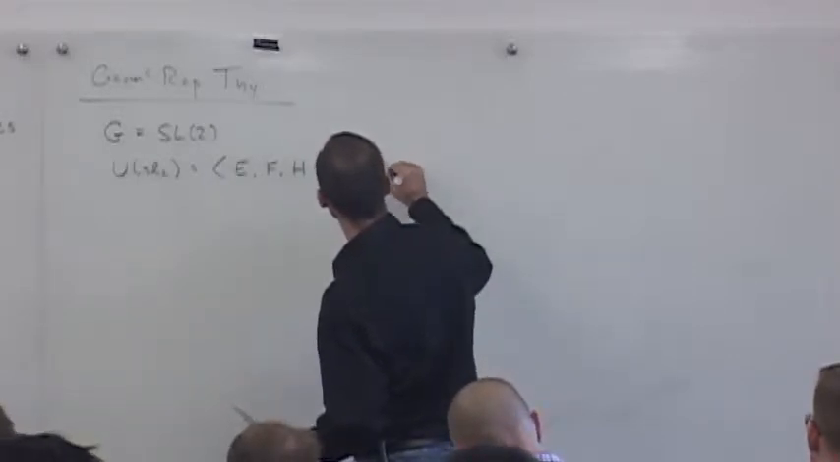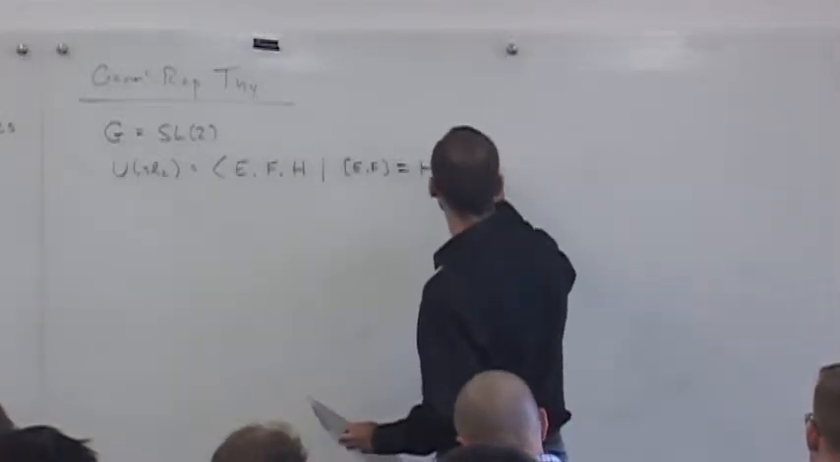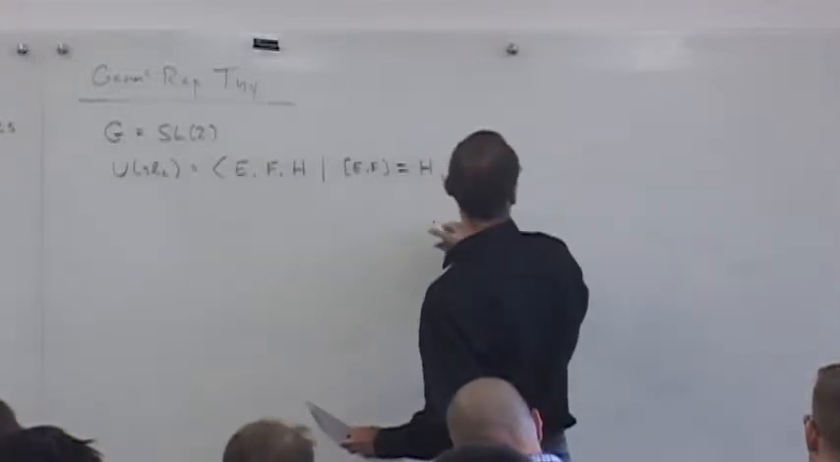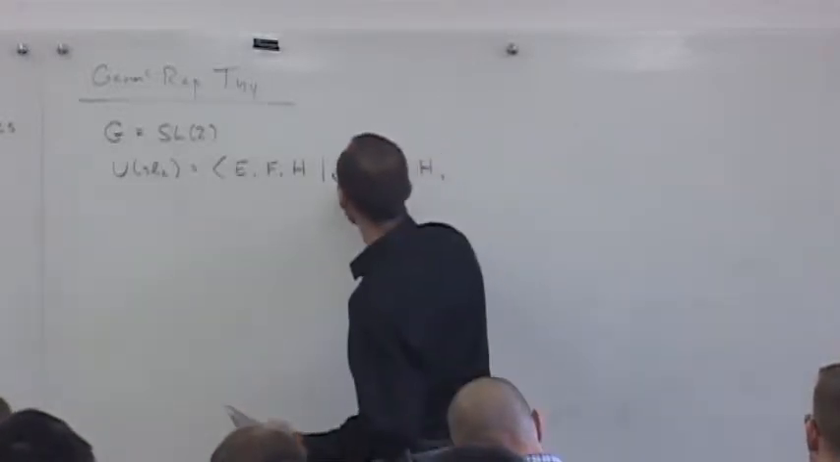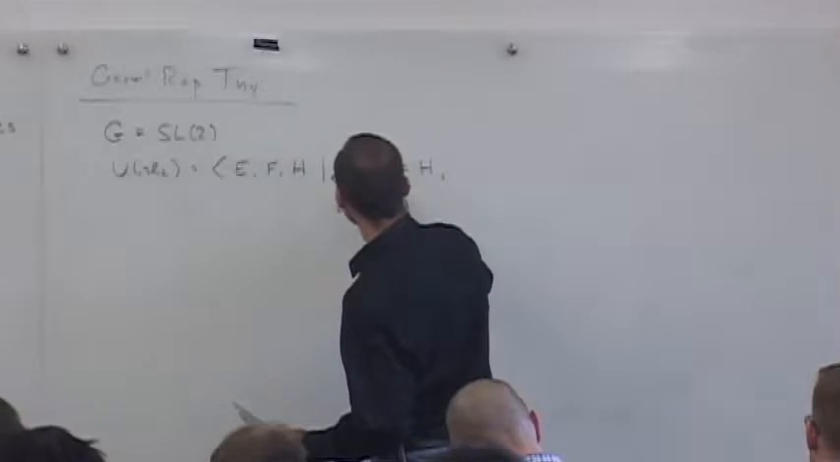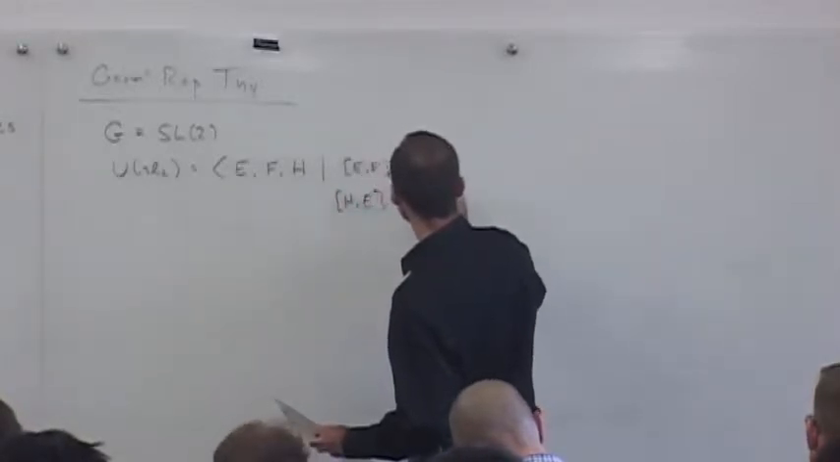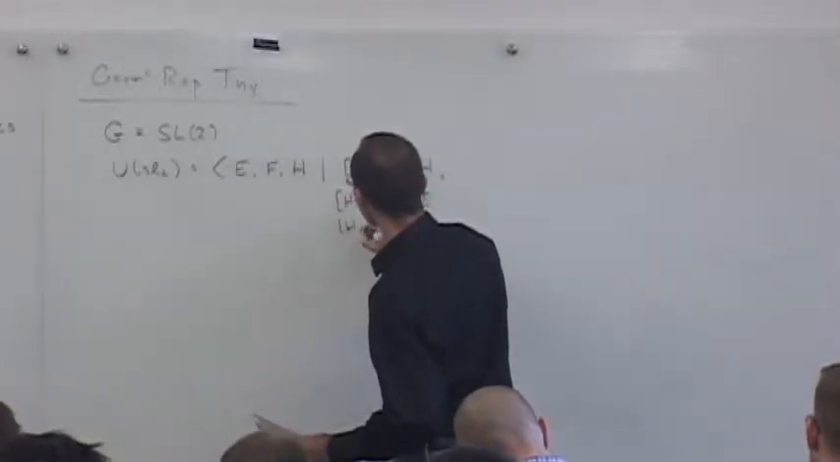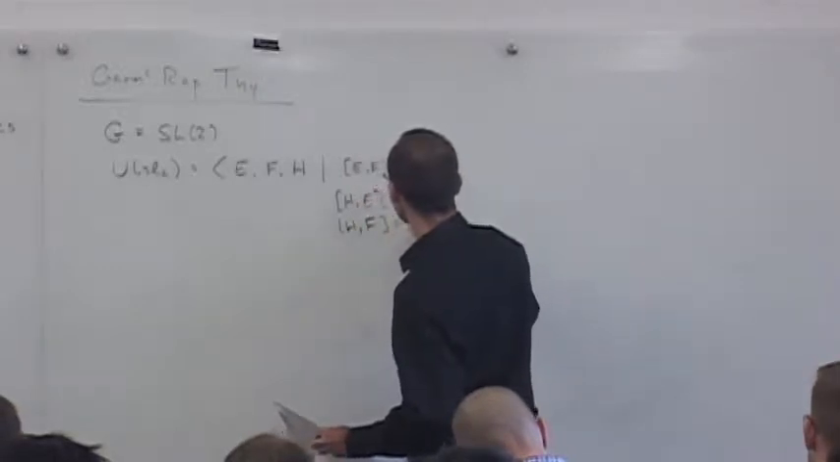EF minus FE equals H. HE is 2E, and HF is minus 2F.